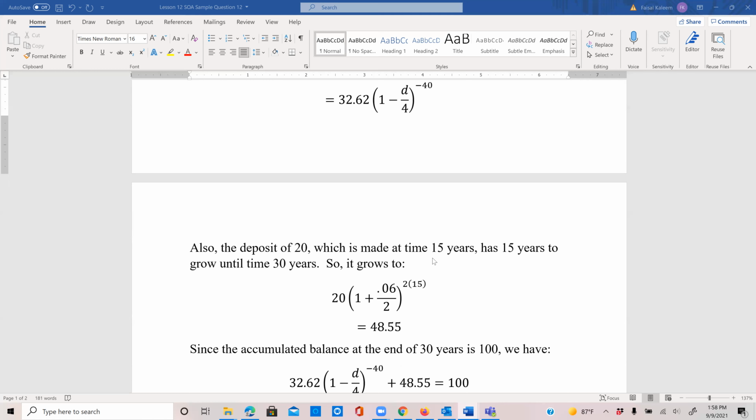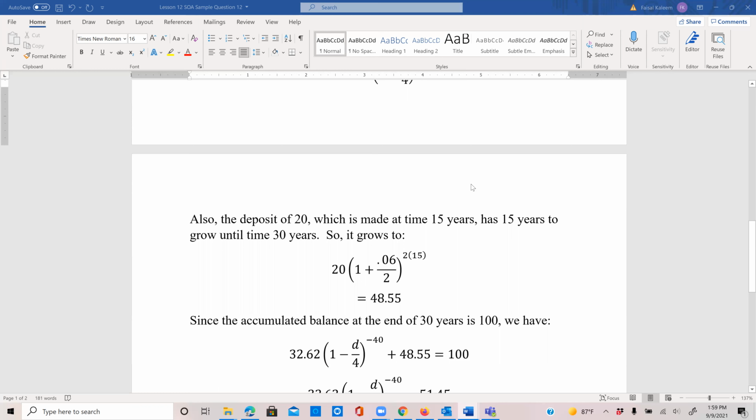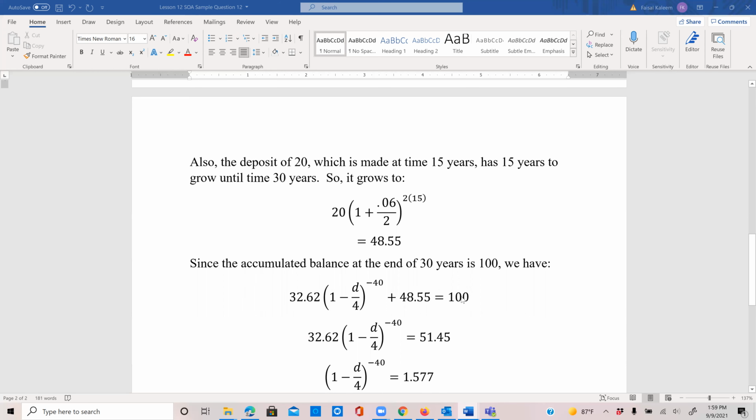This will be what was happening in the next 20 years, which was semi-annual compounding interest. And since this one stays for 15 of those 20 years, that's why we have this expression, and this equals 48.55. So we have seen what happens to the initial deposit of 10, that's what it grows to in 30 years. And then the second deposit of 20 grows to 48.55 when time is 30. And the sum of these two is the total balance, and we are given that the total balance is 100. So we have this equation.